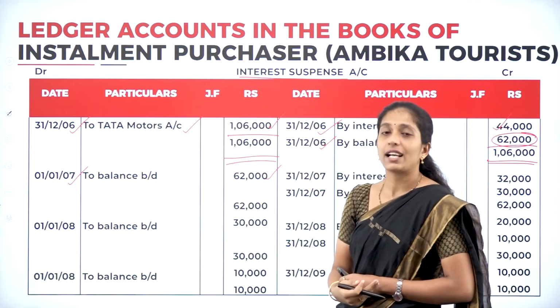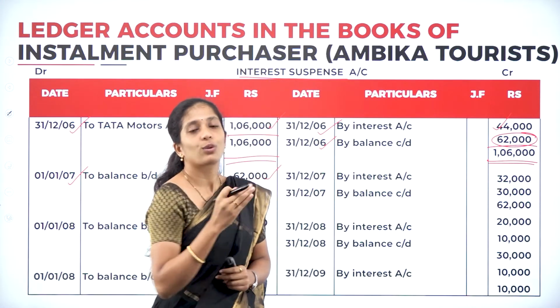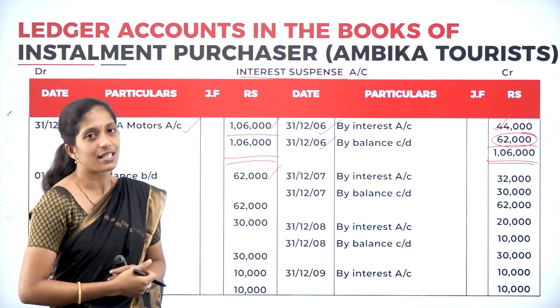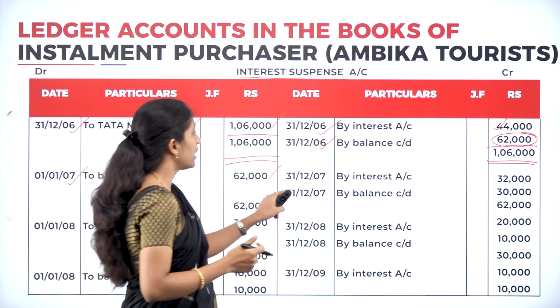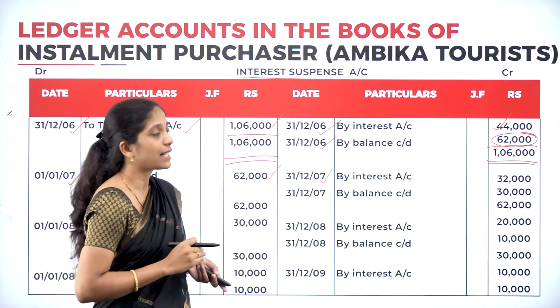Now for the second year, you will not have an entry for asset purchased. Directly go to the interest due. So what is the entry? Interest account debit to interest suspense account. So how do you record? 31st 12/07 by interest account. What is second year interest?